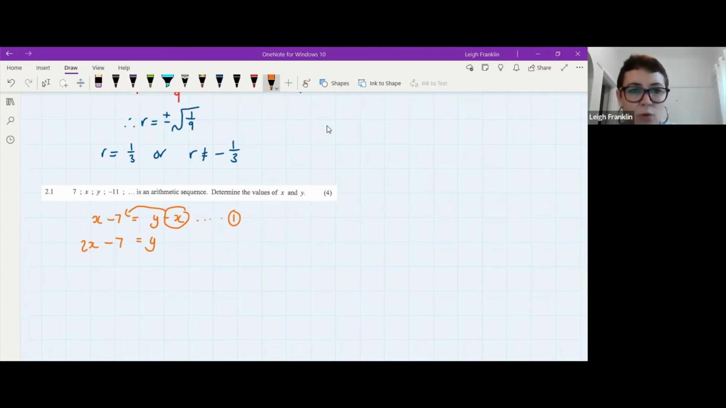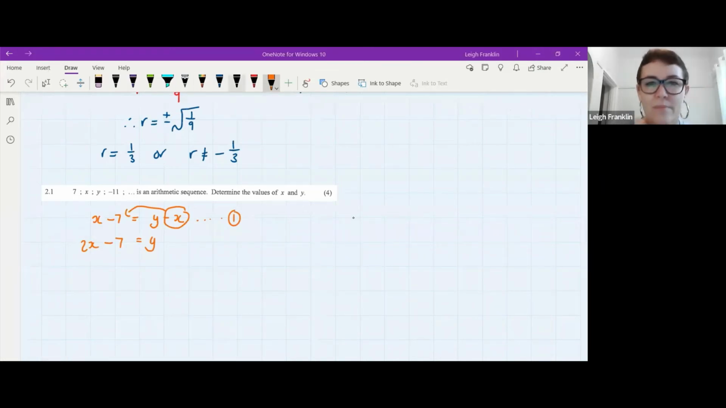Maybe make x equal to 7. But is term 2 always going to be equal to term 1? Not necessarily. I mean, in an arithmetic pattern, the difference is going to be the same. So chances are x isn't going to be 7. Okay, use y and sub back in. What are we going to sub back into? I agree with you, but what are we subbing into?